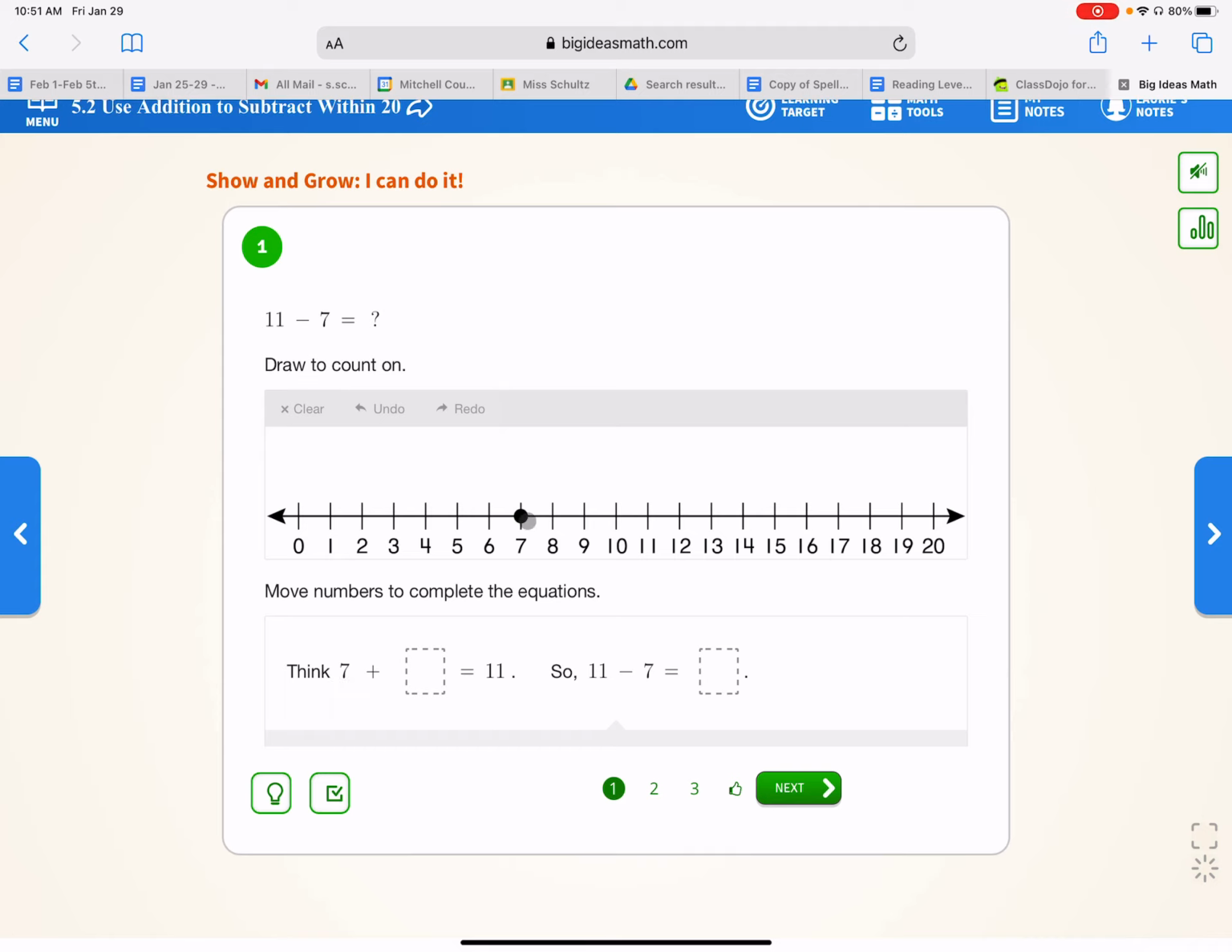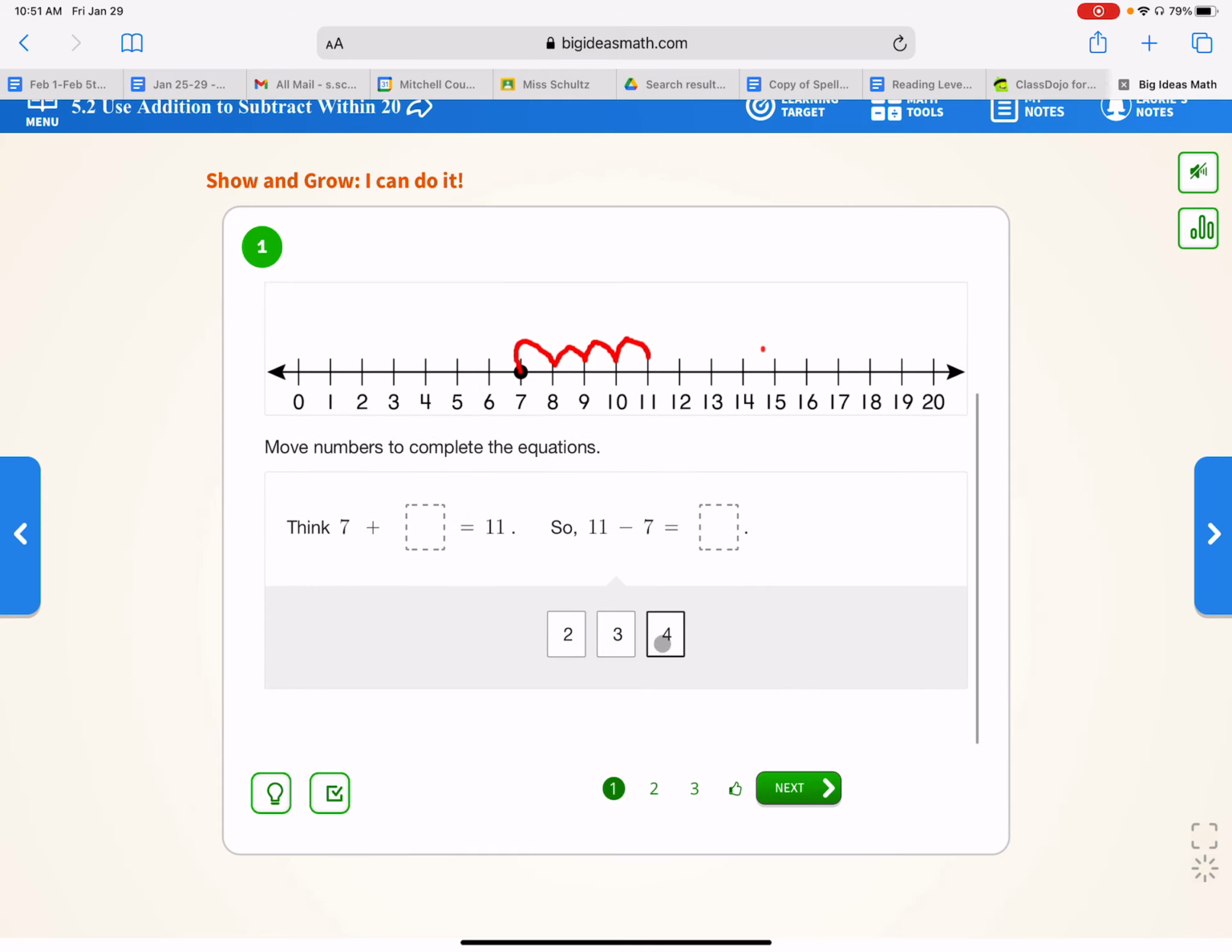So on our number line, the dot here shows us that it's on number 7. So we could solve the problem this way. Let's count up to 11 to see what number is missing. So we count up by 1, 2, 3, 4. We counted up by 4. So 7 plus 4 equals 11.